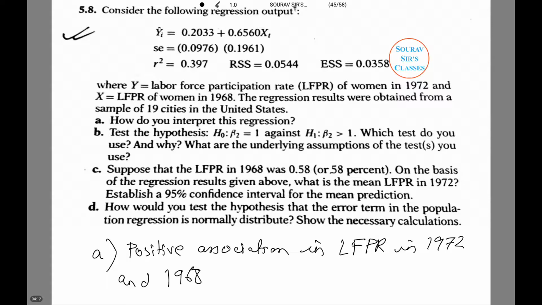Now let's see what number B has to offer. We need to test the hypothesis H0: beta 2 equals 1 against the alternative hypothesis H1: beta 2 greater than 1. Which test do you use and why? What are the underlying assumptions of the test you use? Let's see how to do this.